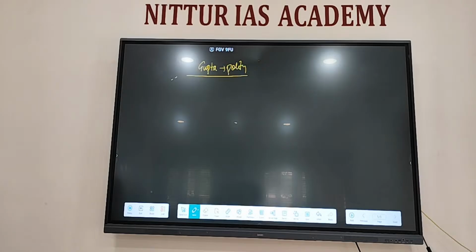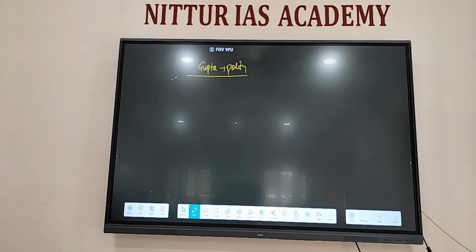We discussed Sangam art and architecture. Along with that, we also saw the crafts of the Sangam period, what the important crafts are. Then we started with the Gupta dynasty and covered the various rulers of the Gupta dynasty. What are the rulers we have covered? Chandragupta I. Then we discussed Samudragupta.